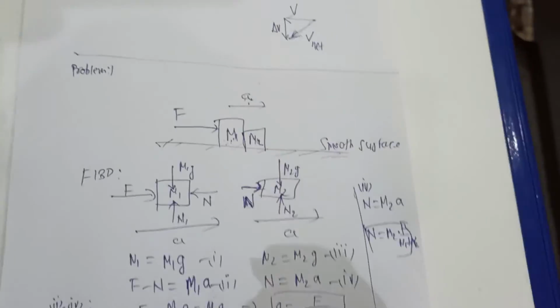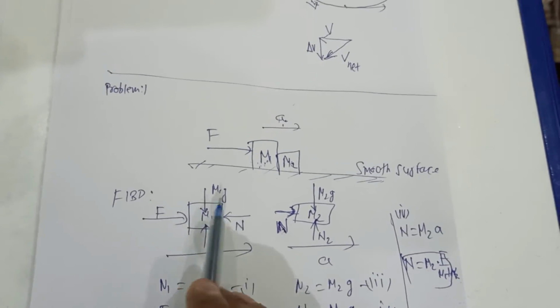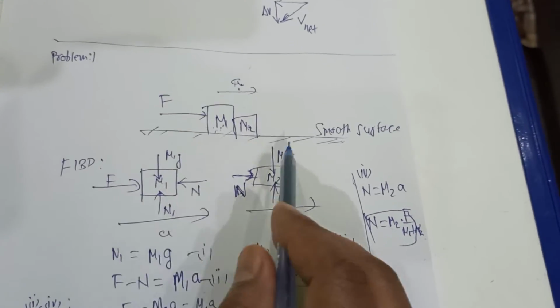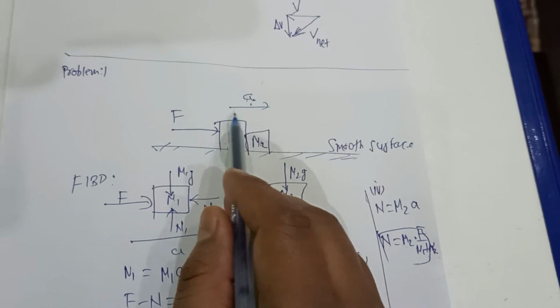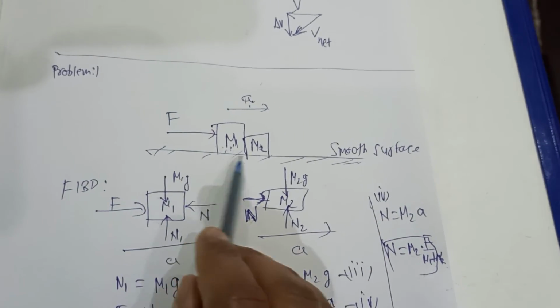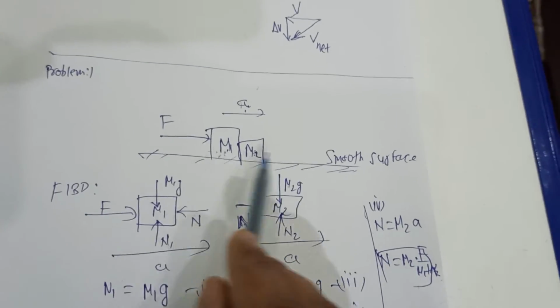So now, using free body diagram we solved this. We found out the acceleration with which the whole system is moving towards right, and the push they are exerting on each other. So now coming to the second problem, what was the second problem here?